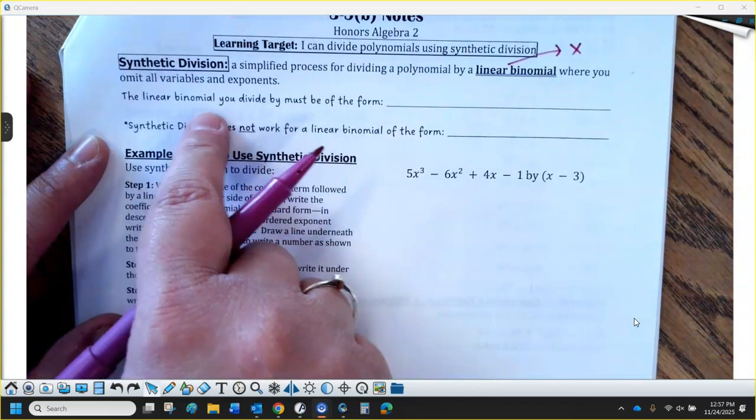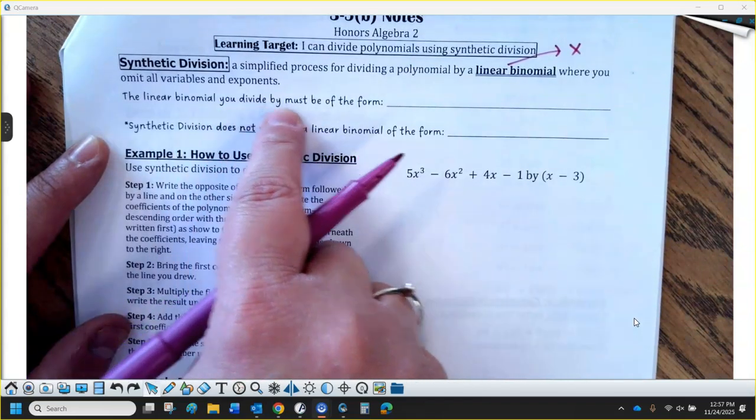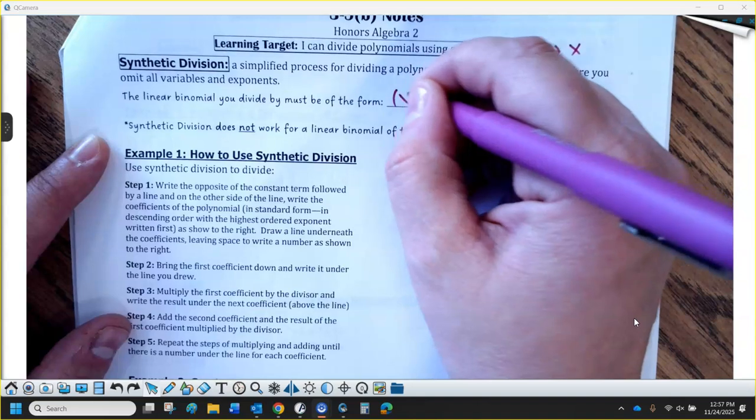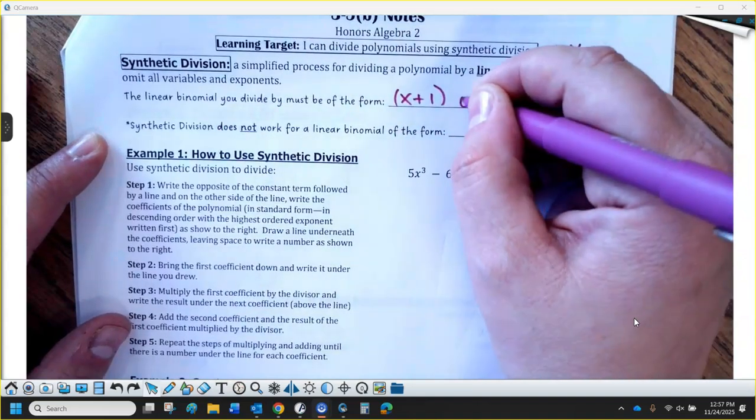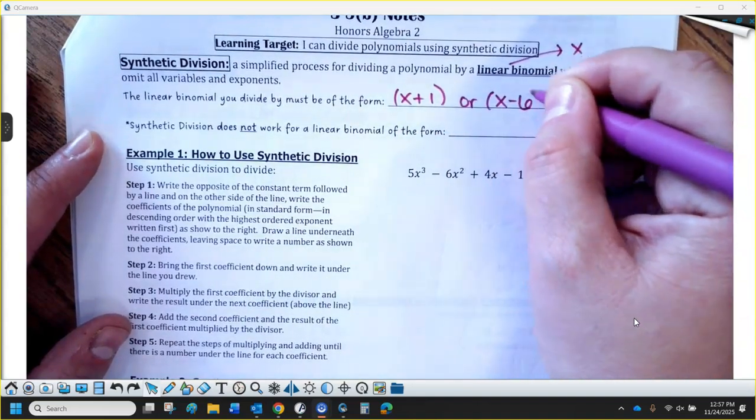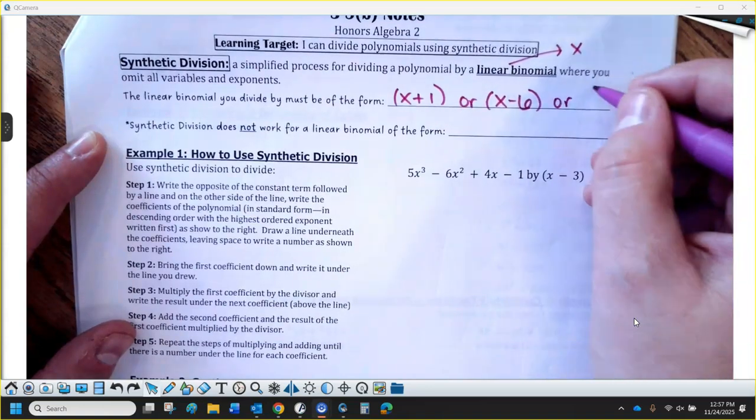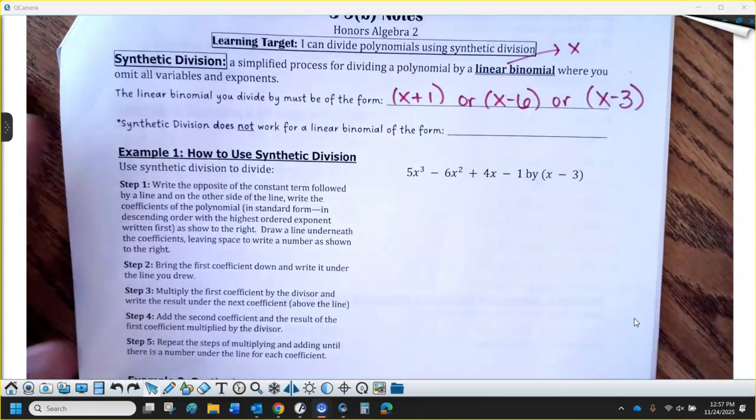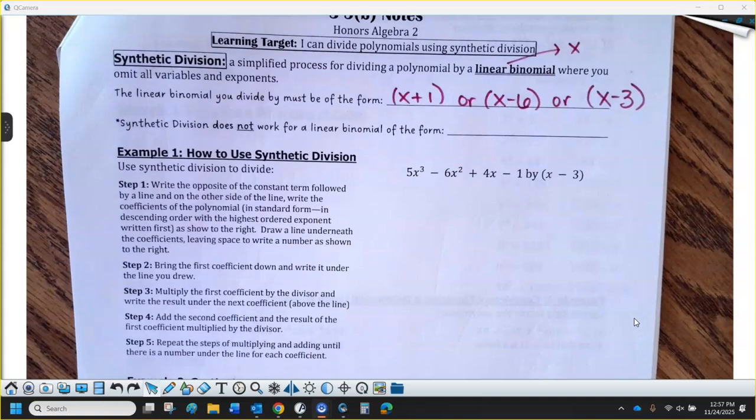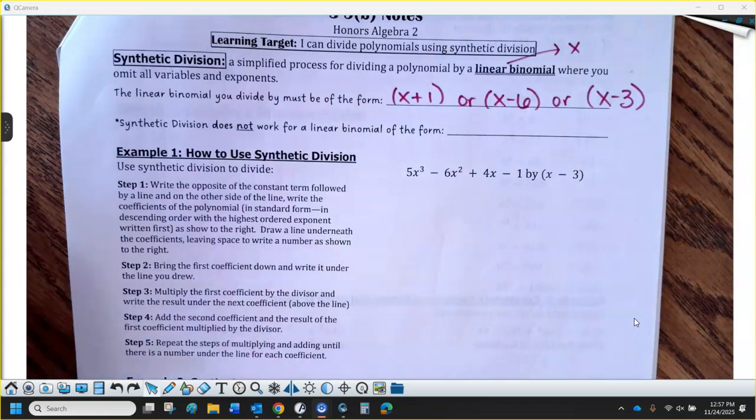It says the linear binomial you divide by must be of the form, like, x plus 1 or x minus 6, I'm just making things up, as long as it's a plain x and a plain number, no x squared, no number in front of the x, something in that format. Can't have a number in front or this process doesn't work.